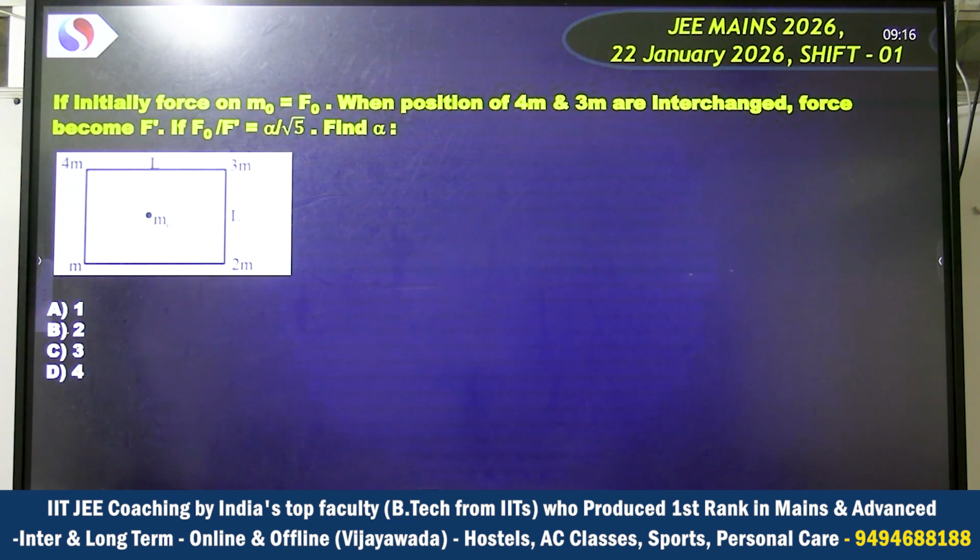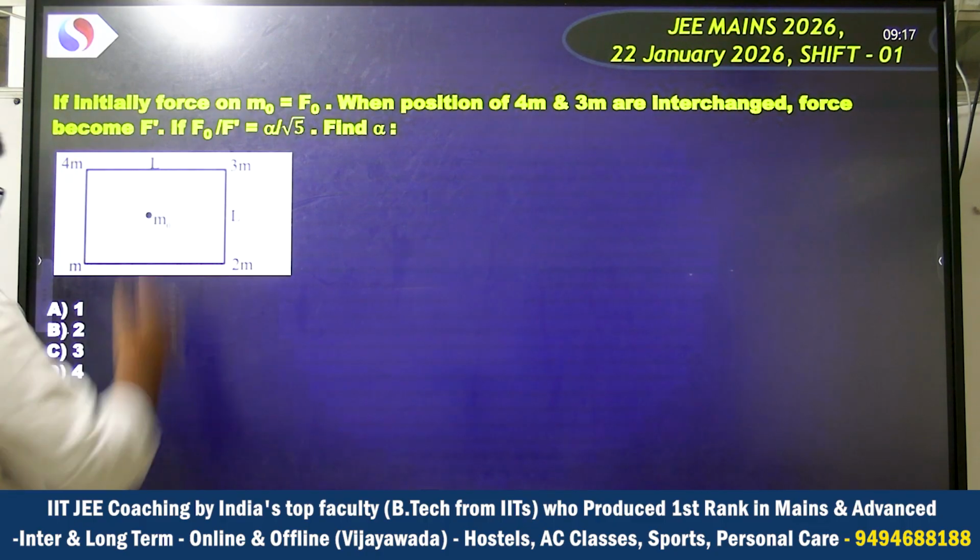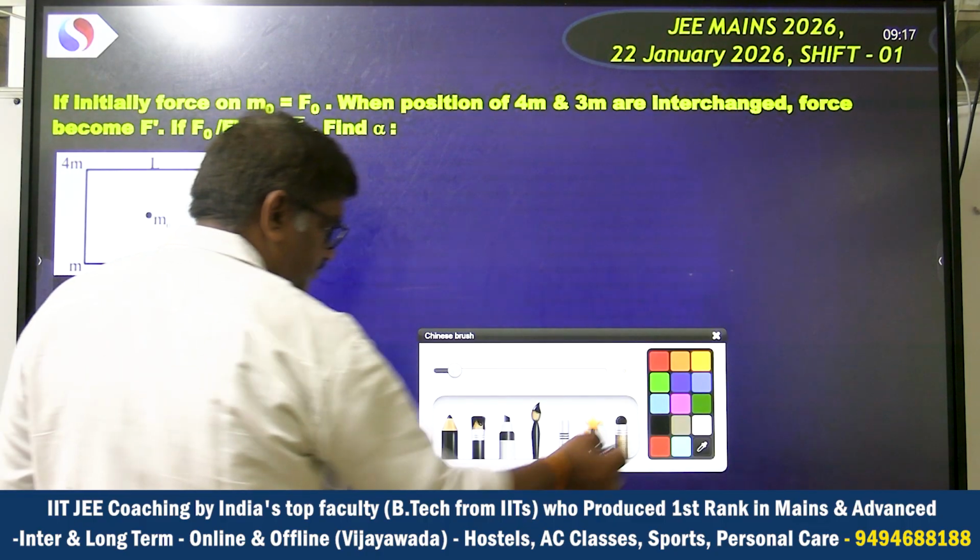Okay, initially the force on M naught is F naught. Find out the position, if the 4m and 3m are changed, then the force is F dash. Find out this ratio and find out alpha. Fine. So in this question, interesting question.